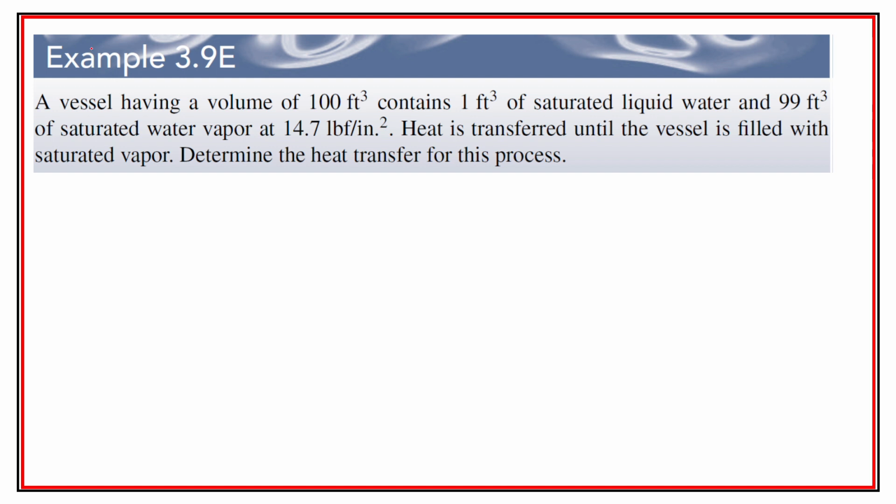And the vessel, having a volume of 100 cubic feet, contains 1 cubic foot of saturated liquid water and 99 cubic feet of saturated water vapor at 14.7 pounds per square inch. We assume that's psi. Heat is transferred until the vessel is filled with saturated vapor. Determine the heat transfer for this process.